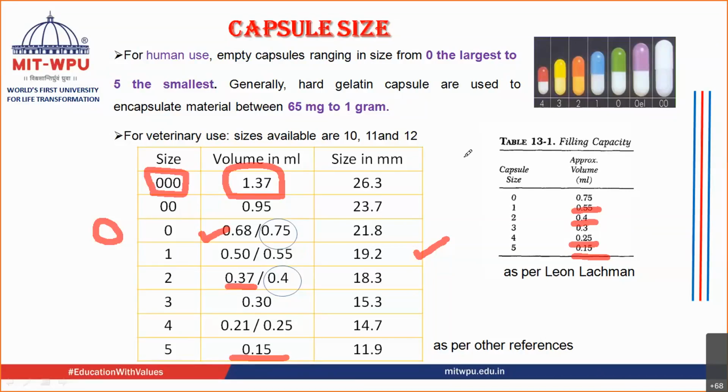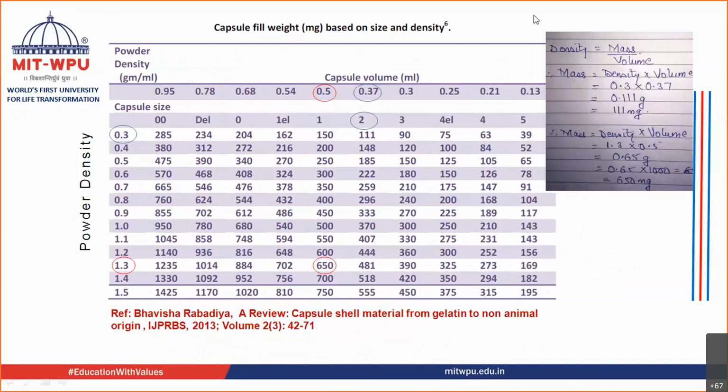Now let us take this example. I have taken this from one of the articles written by Dr. Bhavesh Rabadia. He has given a review of capsule shell material from gelatin and non-animal origin. This is published in IJPRBS in 2013, volume 2, issue 3, page number 42 to 71. From this, I have taken this table. Let us assume this table is a very good table, that's why I have taken it.